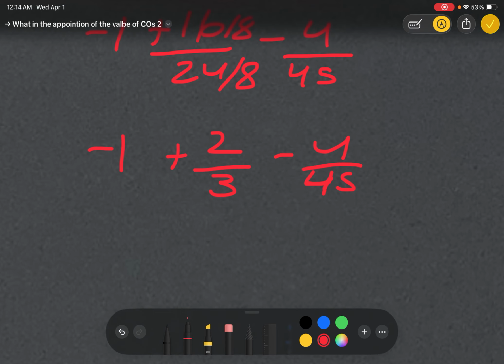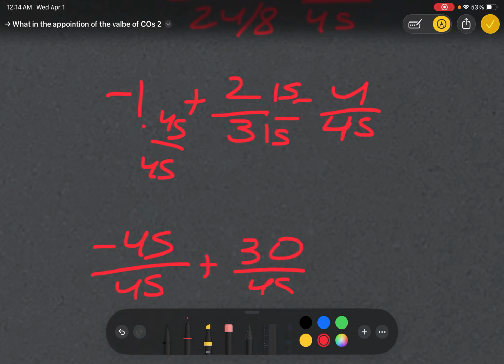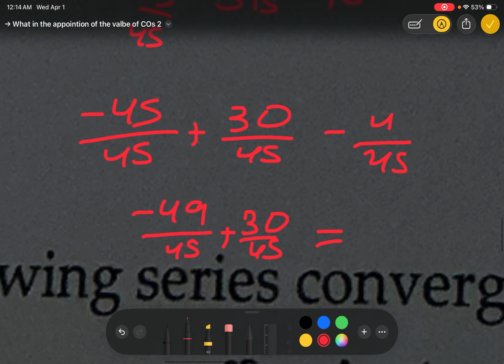Now I'm going to simplify everything. So I'm going to multiply this by 15 and then multiply this by 45 over 45. So you get negative 45 over 45 plus 30 over 45 minus 4 over 45. That's just going to be negative 45 minus 4 is negative 49 over 45 plus 30 over 45. Since these have a common denominator, all we need to do is combine that negative 49 and positive 30, which gives you negative 19 over 45, which is your final answer.